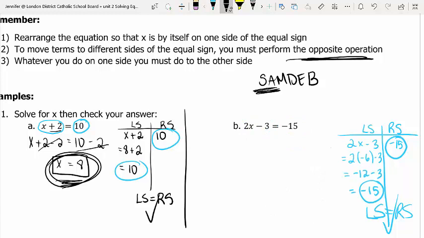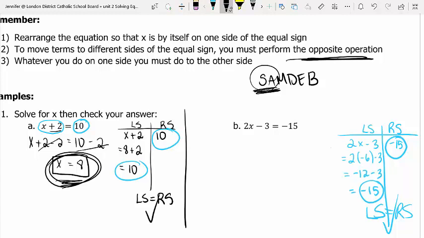So let's do this again. 2x minus 3 equals negative 15. So again, we want to get x by itself. So we need to get rid of the minus 3 and the multiply by 2. Okay, so we have to get rid of the minus 3 first because it's subtraction.